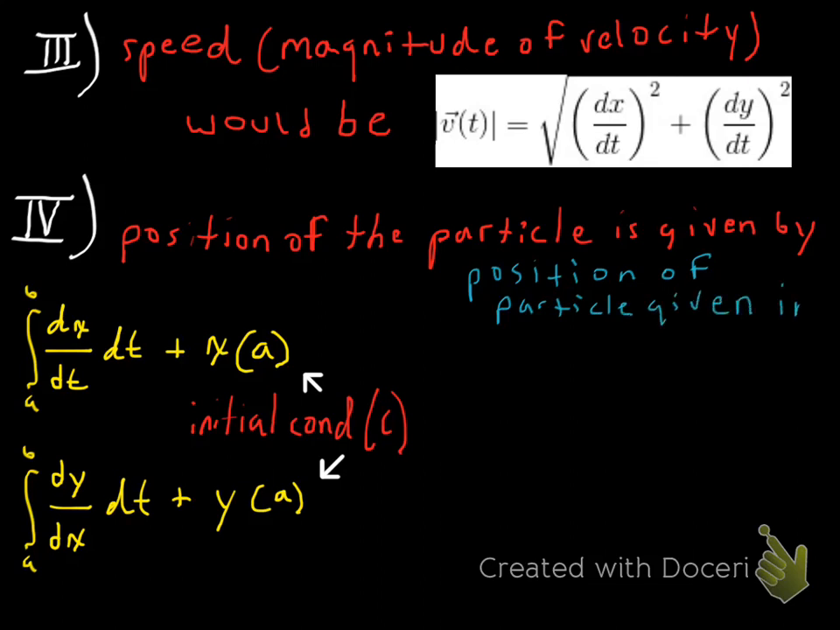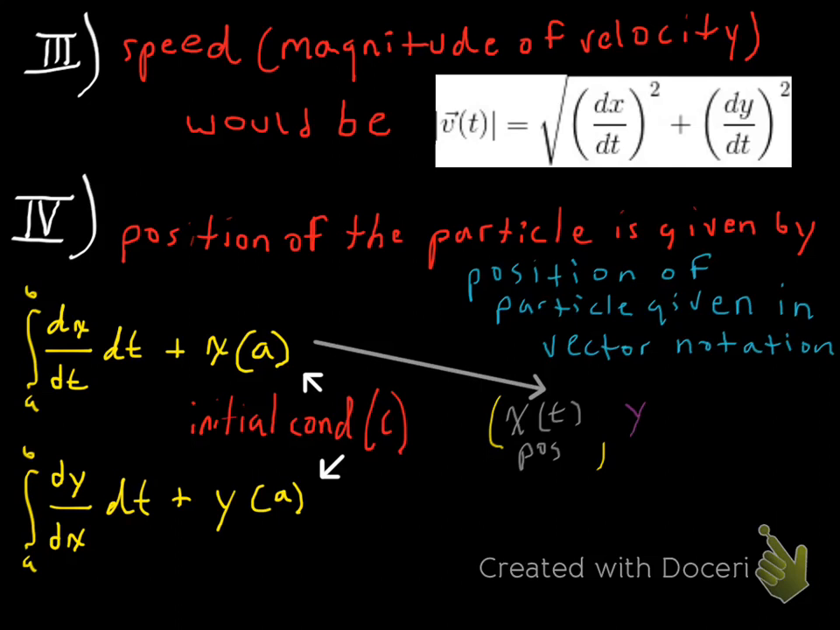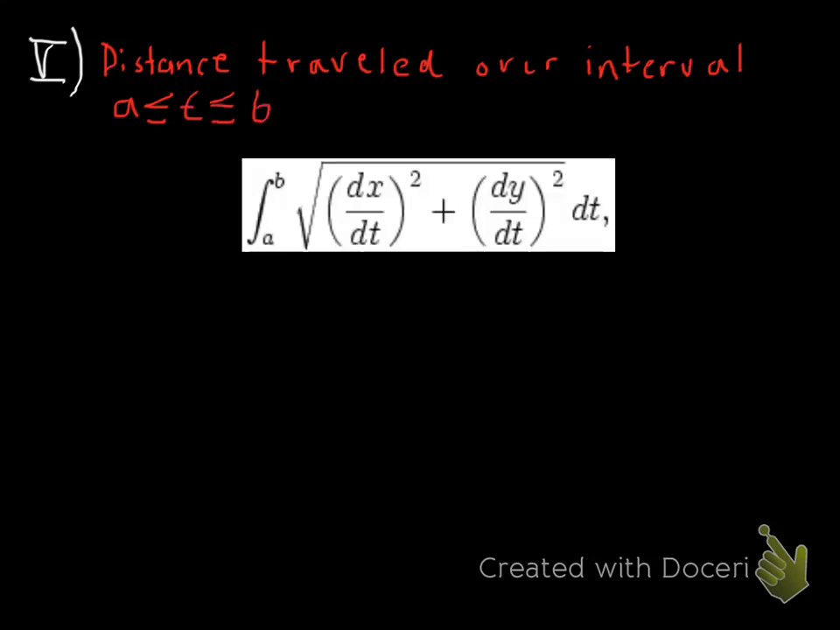It's also important to note that the position of the particle is given in vector notation, where the x position is defined by the top integral and our y position is defined by the bottom integral. And lastly, we can look at total distance traveled over an interval, and this is simply over the interval a to b defined by the integral from a to b of the speed, which is simply the square root of dx dt squared plus dy dt squared dt, and that gives us distance traveled over an interval.